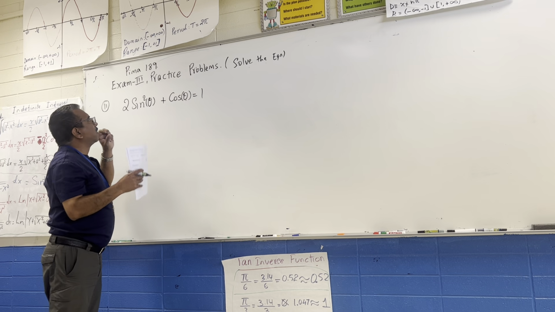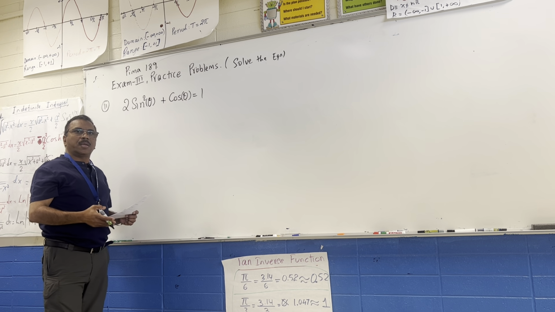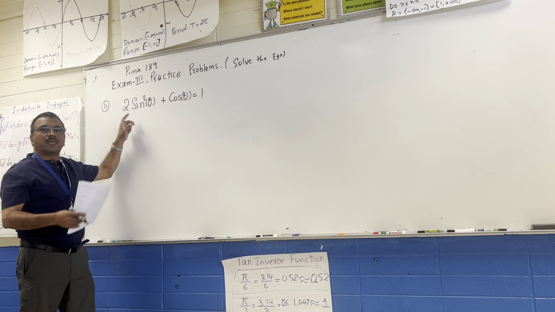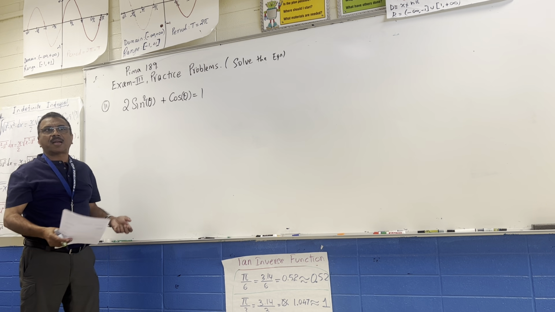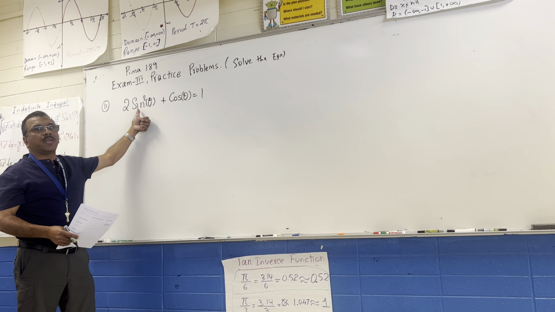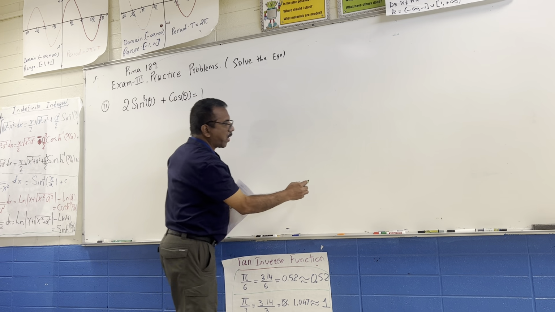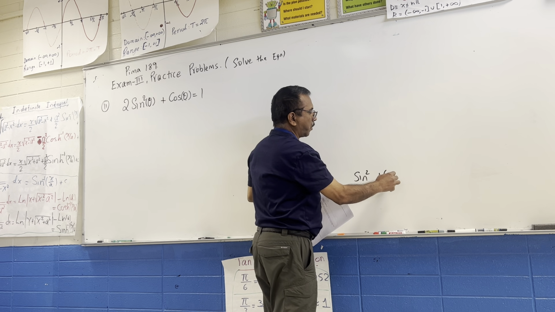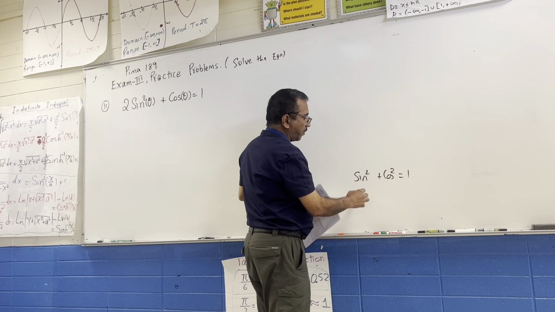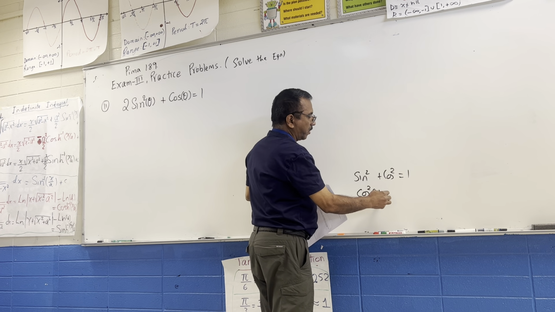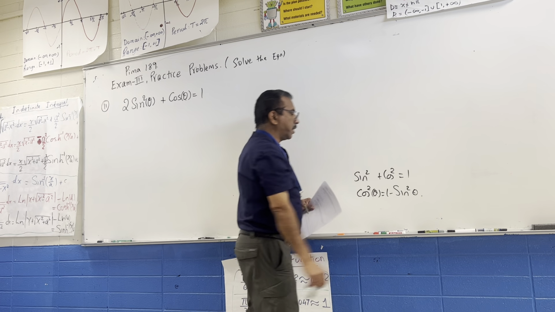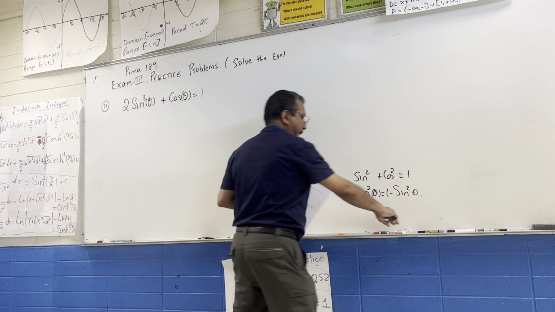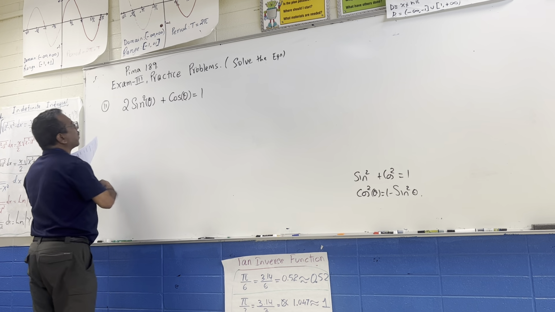The best thing is to try to write it in one of the trigonometric functions. Here there's a sine square and a cosine, and you can see very clearly the cosine stays exactly the same, but instead of sine square we can replace it by 1 minus cosine square, right? You can use the Pythagorean identity that sine square plus cosine square is 1. So let's replace sine square.